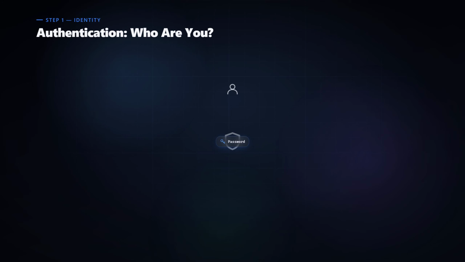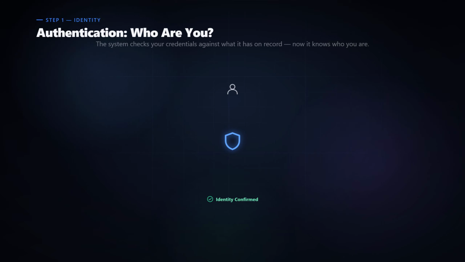Authentication answers one question: who are you? It's the process of proving your identity: a password, a fingerprint, a one-time code from your phone, a certificate. When you log into an app, that's authentication. The system checks your credentials against what it has on record, and if they match, it now knows who you are.